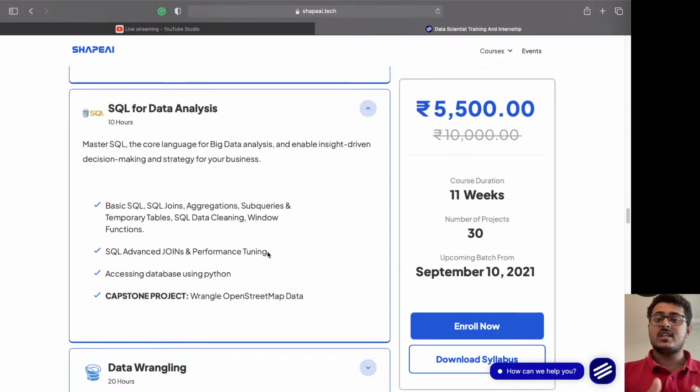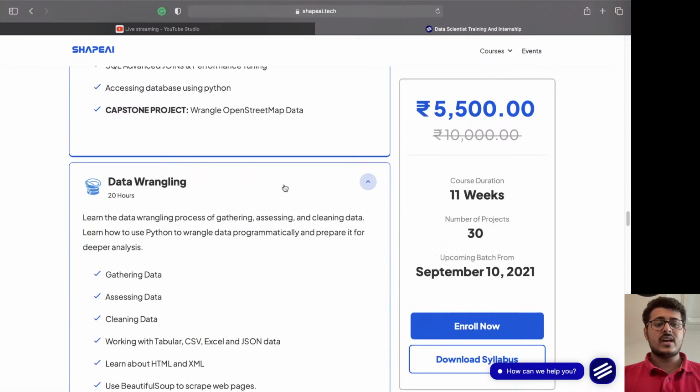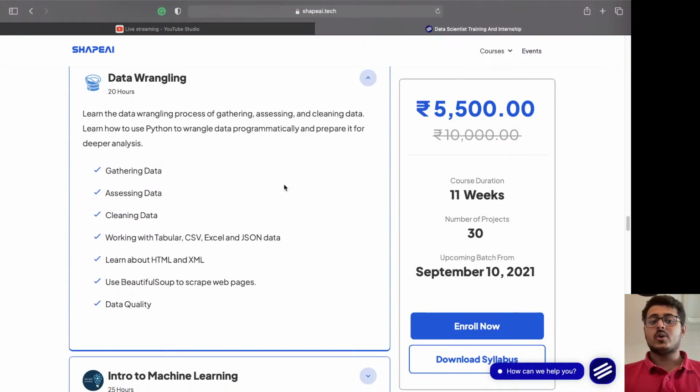So this portion as well is extremely important. Okay. Next, you are having your data wrangling. So data wrangling is a small portion of data mining. Okay, so you gather data, access data, test the data, clean the data. Okay, working with tabular, CSV, Excel and JSON data, HTML, XML, web scraping, all these different parts are a small part of your data mining.